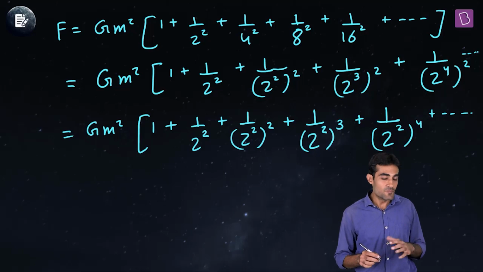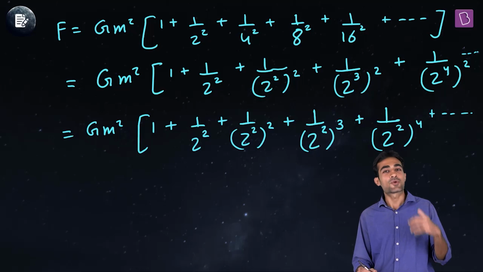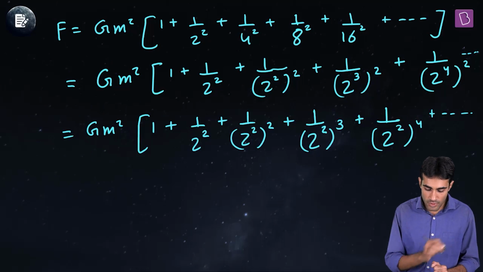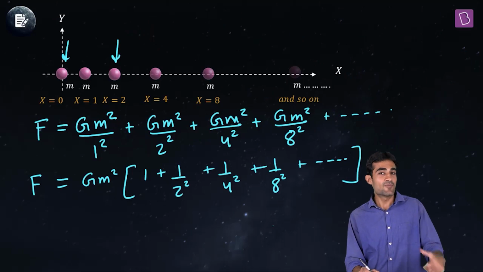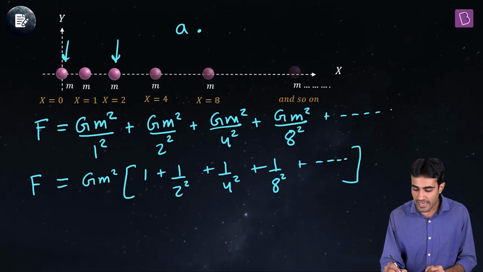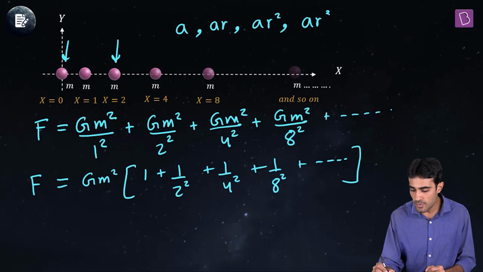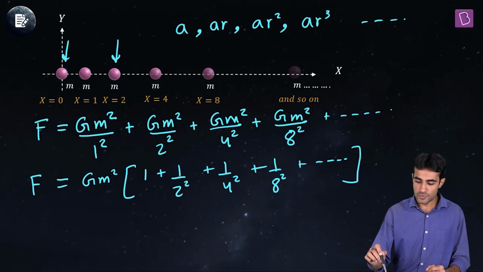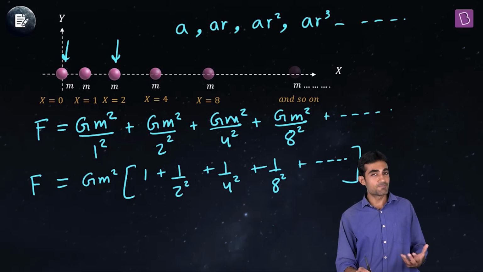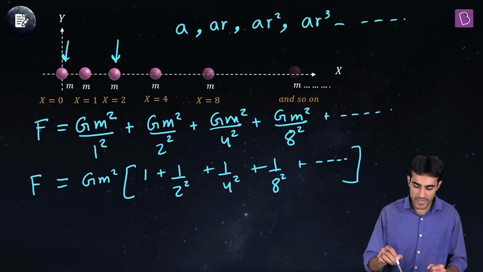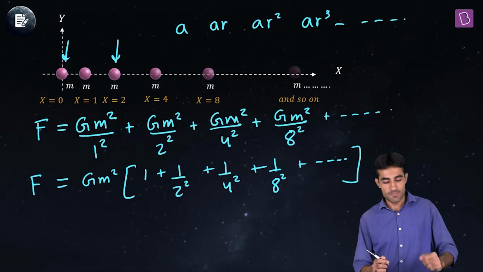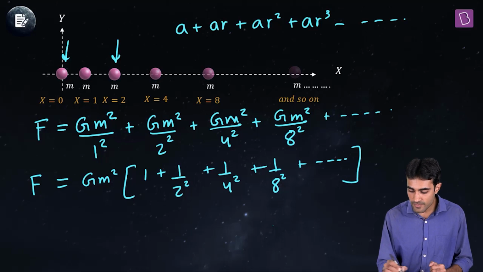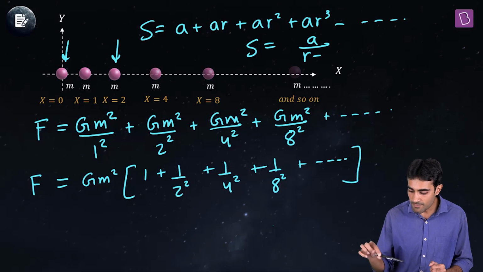Now let's find the sum. We have a geometrical progression right over here. What do we mean by GP, geometrical progression? Well, there are many terms in order: A times R, A times R square, A times R cube, and so on and on. This is a geometrical progression, and we can find the sum of a GP. So we have to add everything up to get the sum of the GP. When we add everything up, we get the total sum as A divided by 1 minus R.